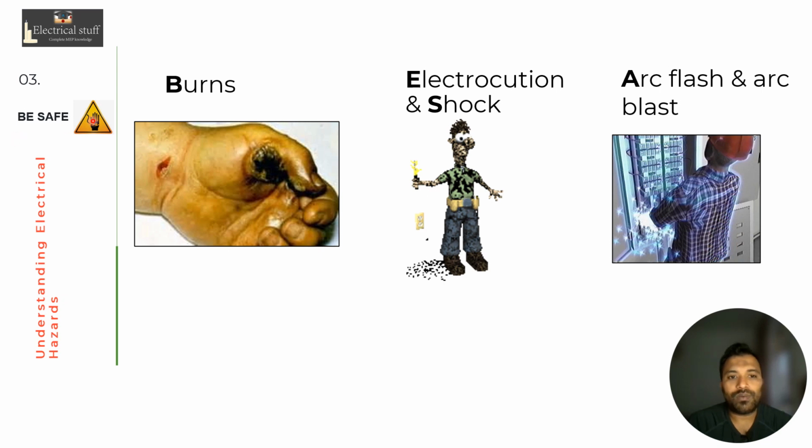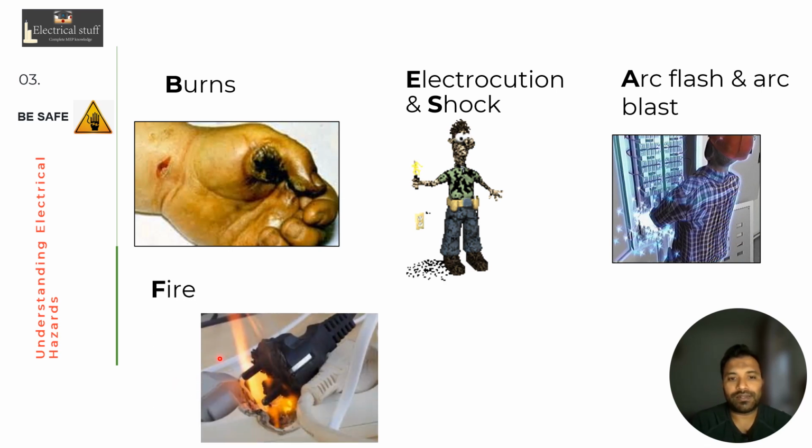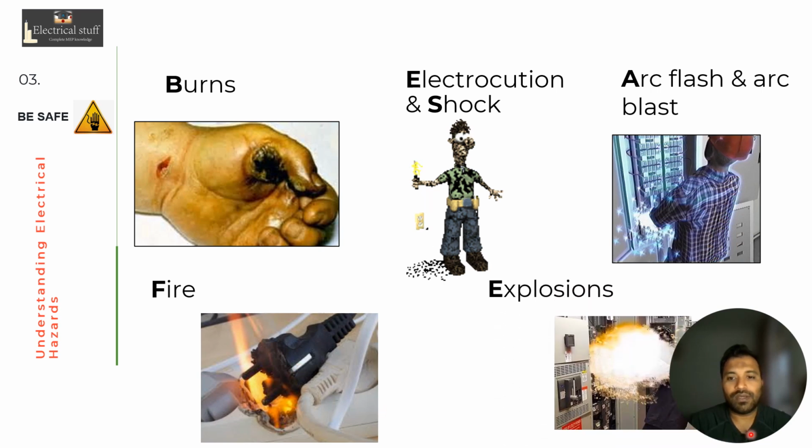Then A, what is an arc flash or arc blast? Next one, fire. With this electricity we'll get a fire. Finally we will see explosion. E is explosion. So if you want to remember electrical hazards, it's very simple. Be safe. B burns, electrocution or shock, arc flash or arc blast, and fire and explosion. That's it. These are the types of electrical hazards.